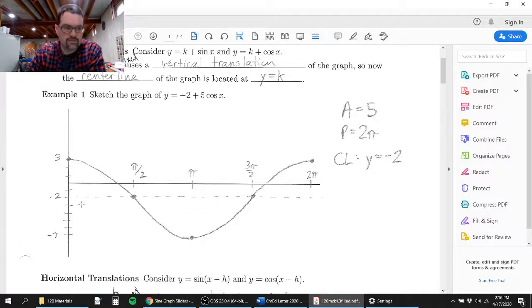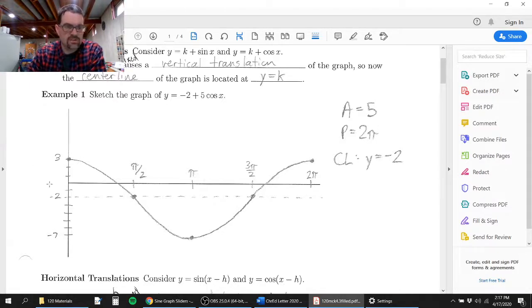So on the graph, we mark off -2 right here, and I usually put a dashed line across to mark our new center line. And then the peaks and the valleys occur at the appropriate places, starting at the middle and going up and down from it, whatever the size of the amplitude is. So our amplitude is 5, so starting at -2, we go up 5, and that would be 3, and we go down 5, and that would be -7. So that's where our peaks and our valleys are occurring now.